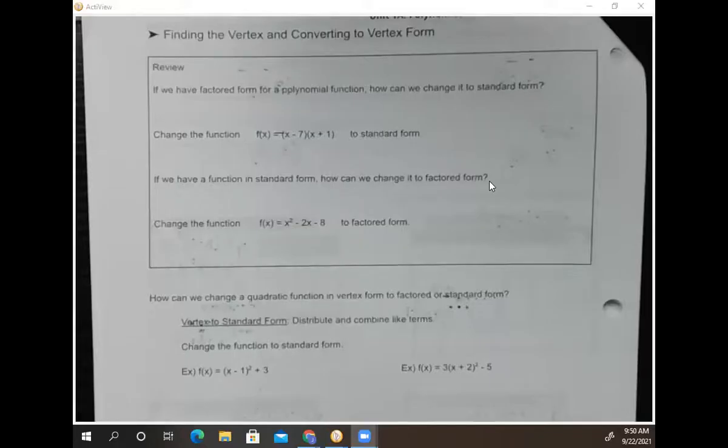We are starting on page 44 today. And our big idea is going to be looking at, now that we know what vertex form looks like, how to swap between the other forms that we have for a quadratic function.